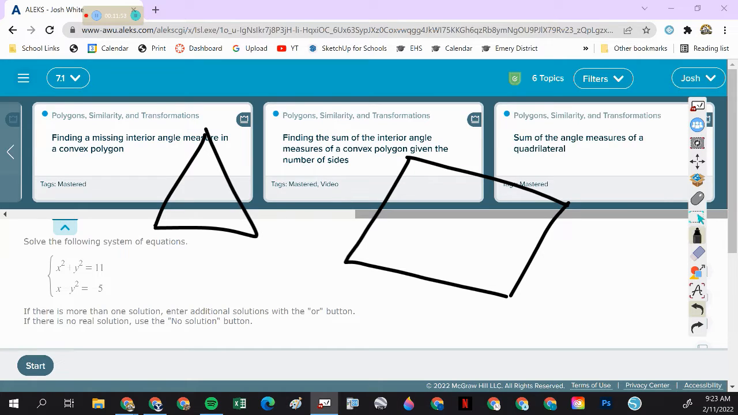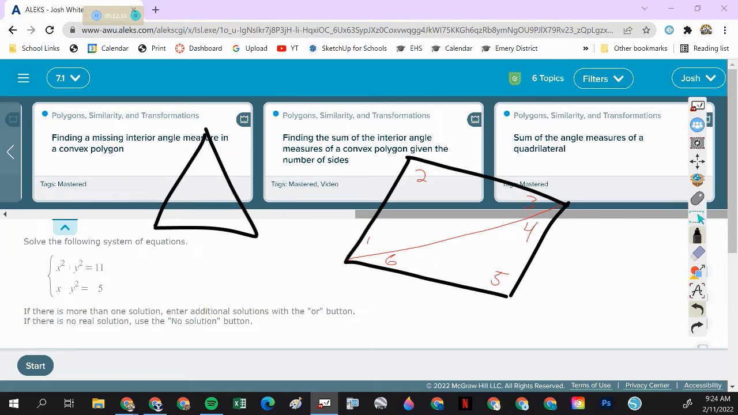Well, let's cut it into triangles. You guys see that? So angle 1 plus angle 2 plus angle 3 is 180. And angle 4 plus angle 5 plus angle 6 is 180. And 180 plus 180 is 360.